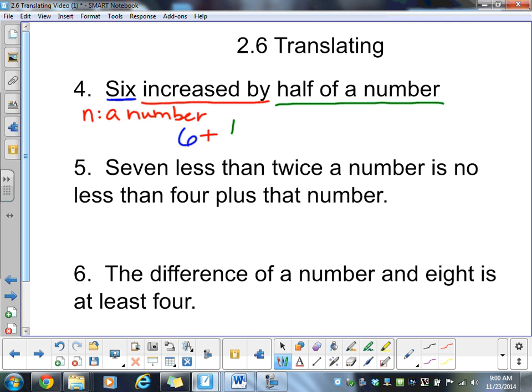Half is that part right there. "Of," hopefully from the video, you got means multiply. And then a number is my n. So 6 plus 1/2 times n is our final expression. For number 5, we're looking at 7 less than twice a number is no less than 4 plus that number. So number appears twice, but in both cases, n is going to represent it.